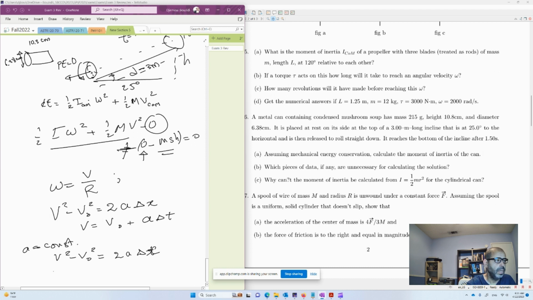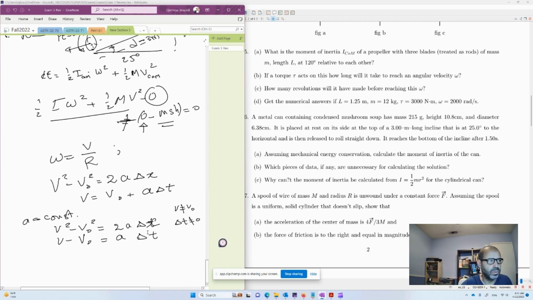Delta X, and V minus V naught is equal to A delta T. Okay, before dividing, I have to make sure that V is not equal to V naught, and then also delta T is not equal to 0. In other words, there is a lapse of time so that delta T is not equal to 0 for this relationship to happen. And that ensures that the velocity has changed. So V is not equal to V naught.